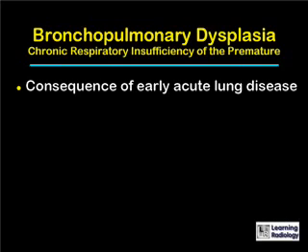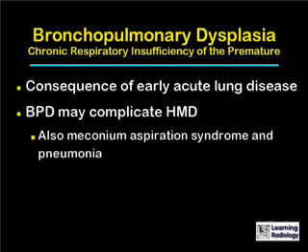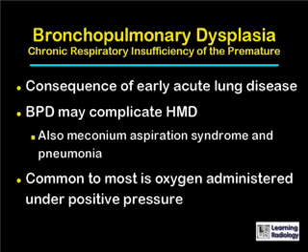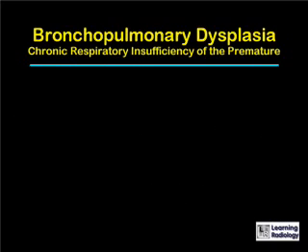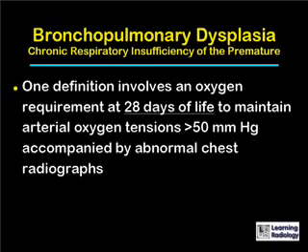Bronchopulmonary dysplasia is a consequence of early acute lung disease. It can complicate hyaline membrane disease, but it can also be seen with meconium aspiration syndrome and neonatal pneumonia. Common to most of these is the administration of oxygen under positive pressure. There is some controversy as to the definition of bronchopulmonary dysplasia.